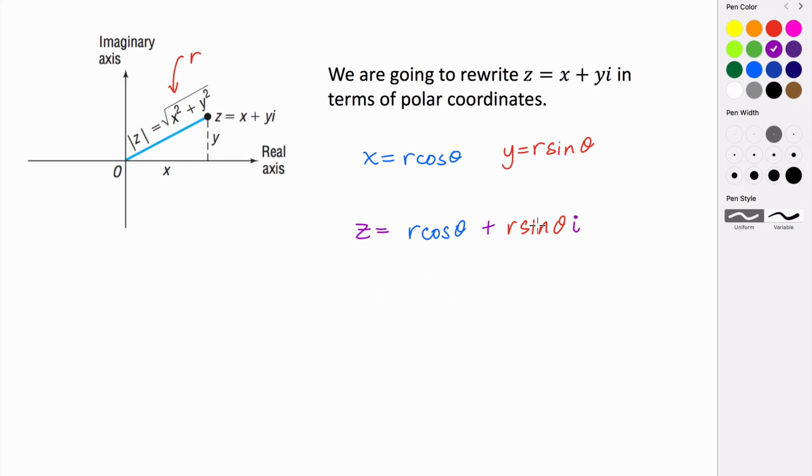Now we can clean this up a little bit and make it a little neater. To do that, we're going to factor out an r. So we'll have z equals r times cosine of theta plus, and to make it clearer that i is not part of the argument of our sine, we'll pull the i out in front. So it's z equals r times the quantity cosine of theta plus i sine of theta. And this is how you express a complex number in polar coordinates.